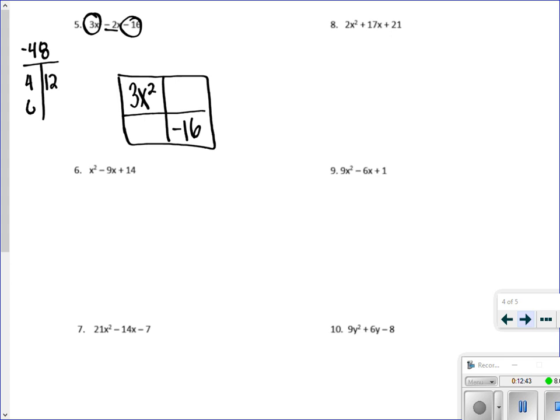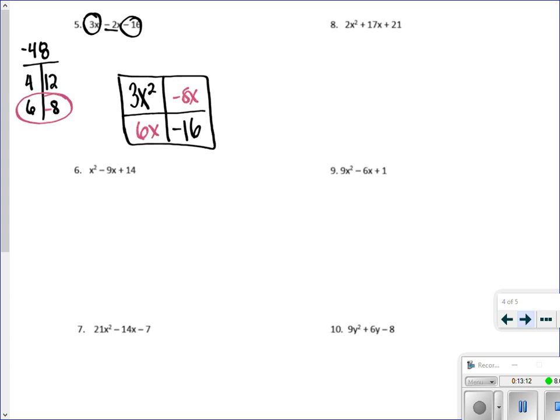I heard it. 6 and 8. Which part would have to be negative to make it add up to negative 2? 8. Okay. That means we've got 6x and negative 8x. Now again, this is where it gets a little bit more complicated when you don't have just x squared. It's a 3x squared. That means one of these has to be 3x, the other has to be x. That's the only way to split 3x squared.